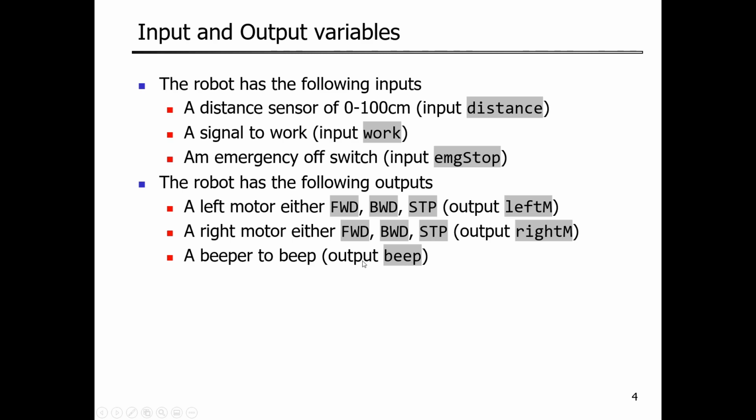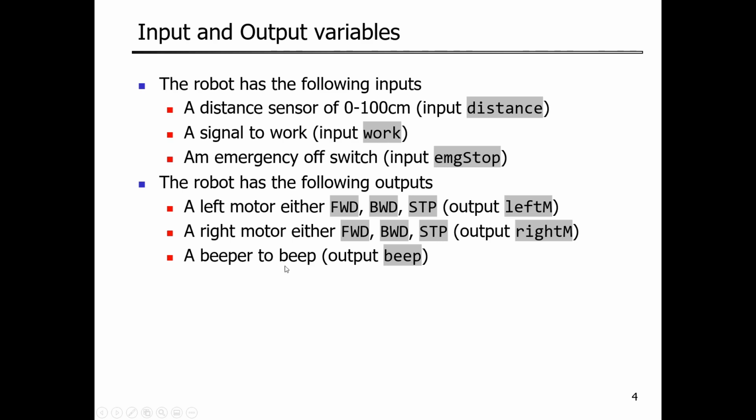So now it's basically the computation of the system is input output and not just event and action. So here we have the different inputs. One is the distance sensor, so we can call that distance, and it goes from 0 to 100 centimeters. We have a signal whether we are supposed to work or not. That's a Boolean. And then we have an emergency off switch, whether emergency stop is there or not.